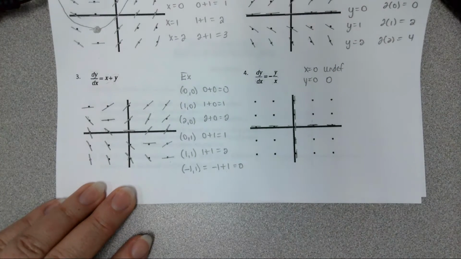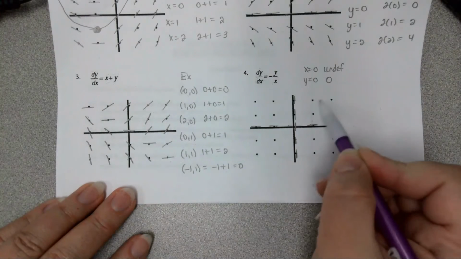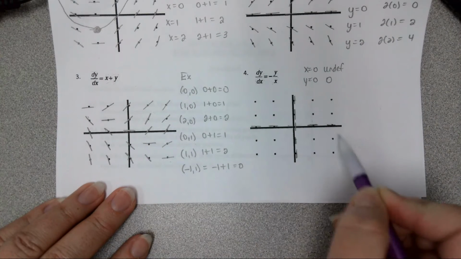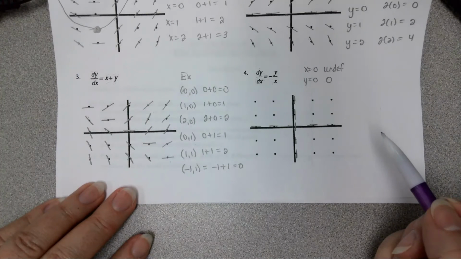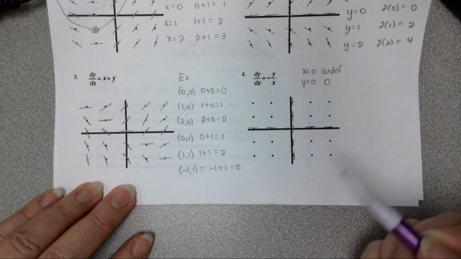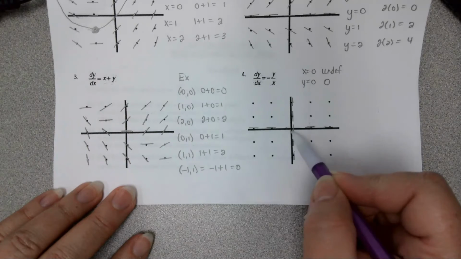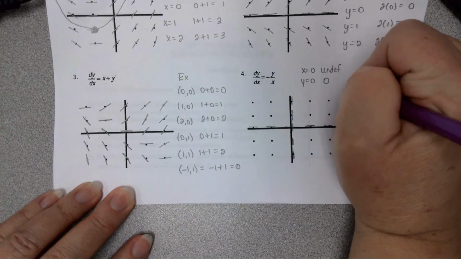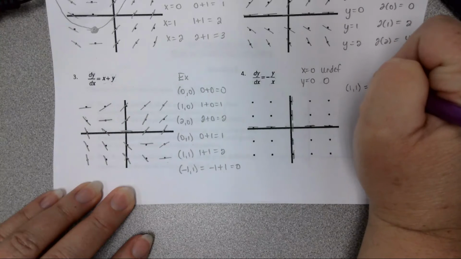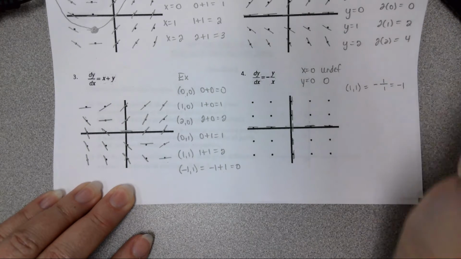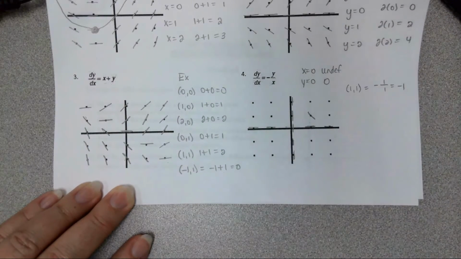There you go. And now you just have to start picking your points. But look, you only have 4, 4, and 4. I mean, that is a lot, but you just do what you can. All right, this is the point (1, 1). So we put in the point (1, 1), and we get -1 over 1, which is -1. So you have a -1 slope.